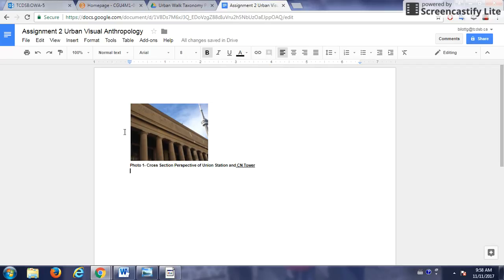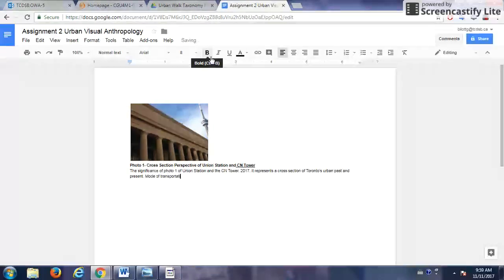Okay, significance of this photo, of photo one, Union Station, CN Tower, represents a cross section of Toronto's urban past and present mode of transportation being mainly rail, 1900s.